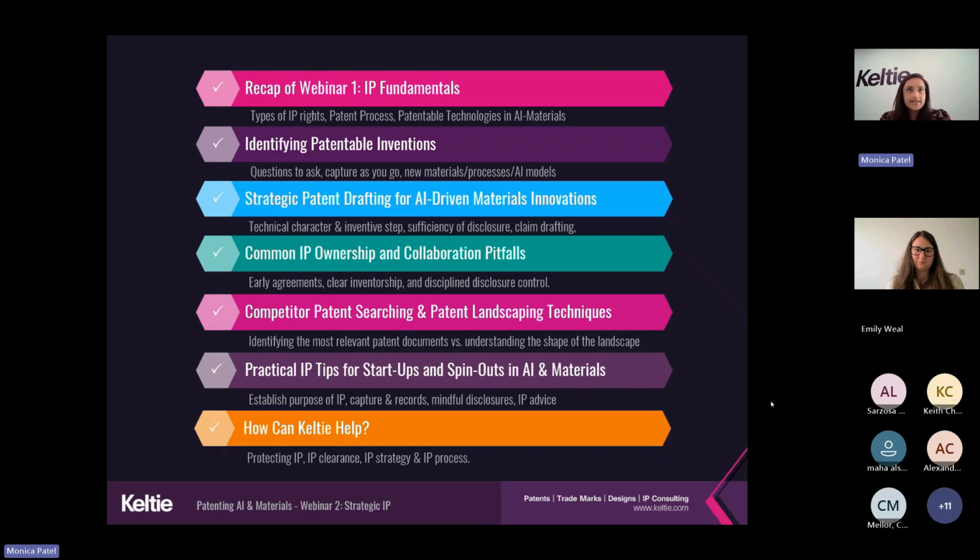Then we covered some practical IP tips, so establishing the purpose of IP, capturing and recording data as you go along, being mindful about disclosures and seeking advice for that, and finally looking for IP advice early in your journey to help guide decisions later down the line. And finally, a few things that we can help with at Keltie, including protecting the IP and preparing and filing those applications for IP rights, IP clearance techniques, and developing IP strategy and navigating through the IP process.